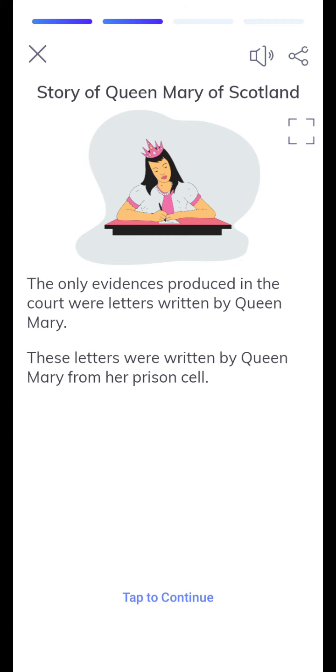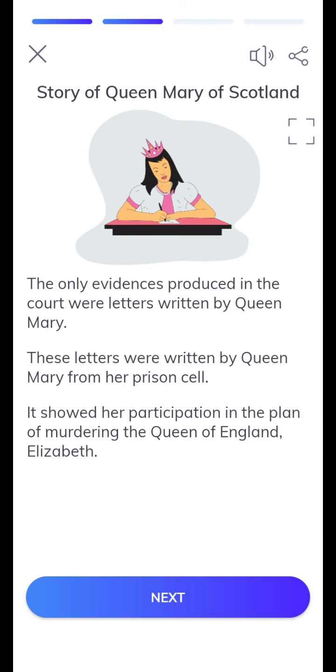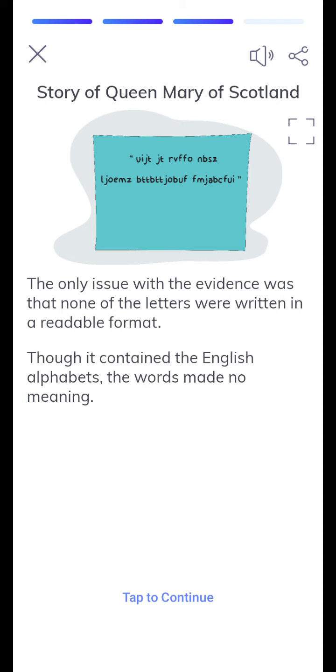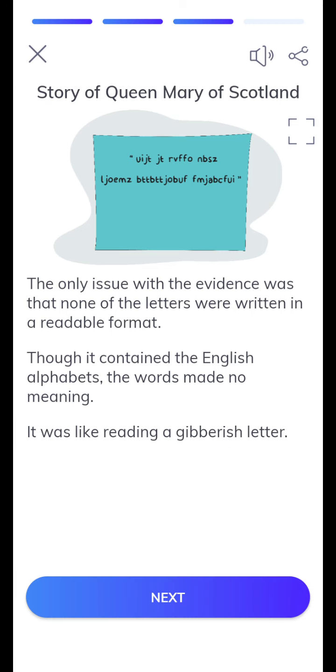These letters were written by Queen Mary from her prison cell. It showed her participation in the plan of murdering the Queen of England, Elizabeth. The only issue with the evidence was that none of the letters were written in a readable format. Though it contained the English alphabets, the words made no meaning. It was like reading a gibberish letter.